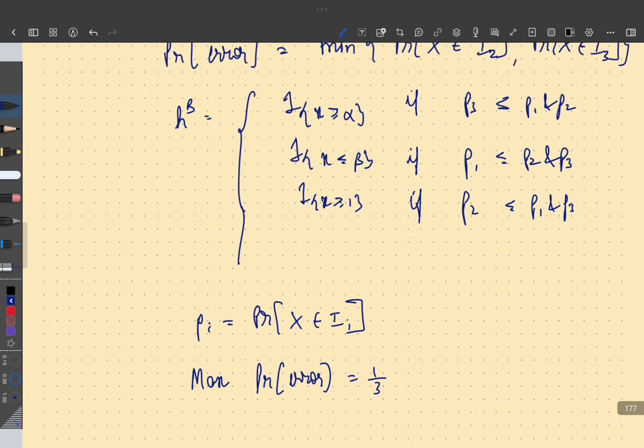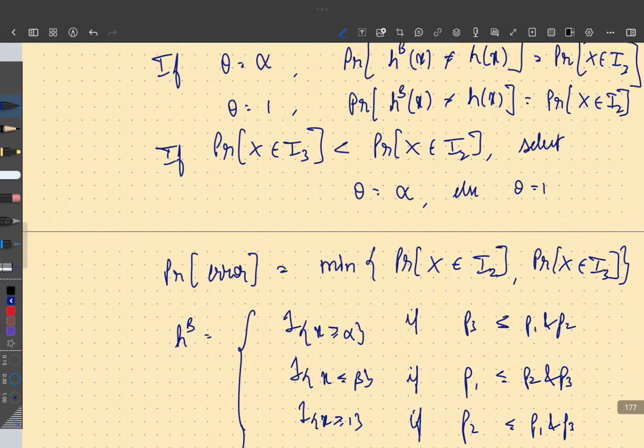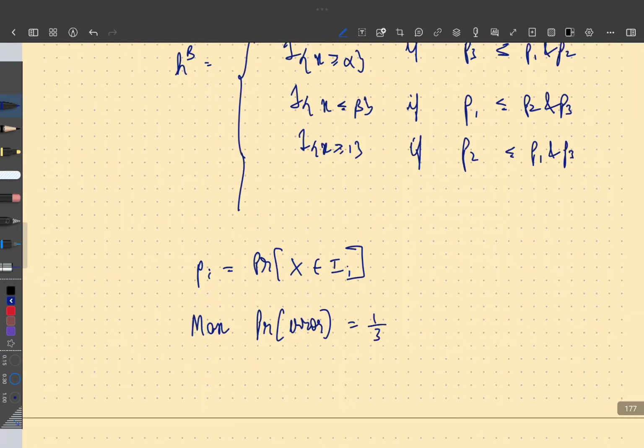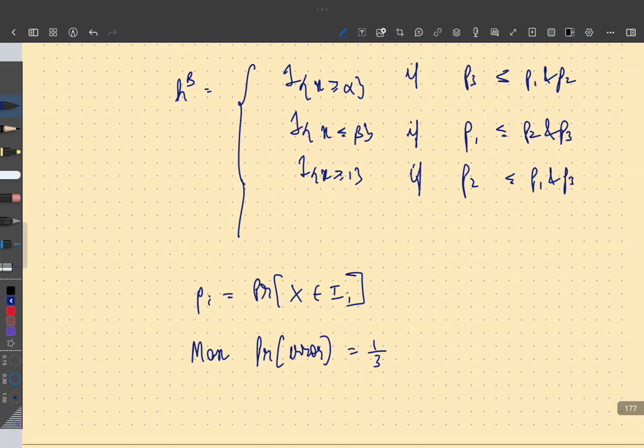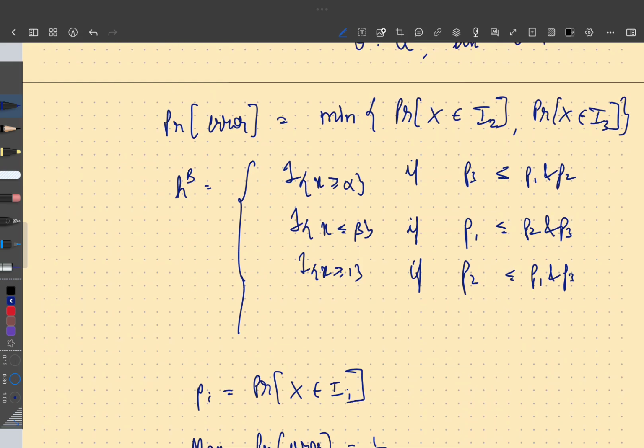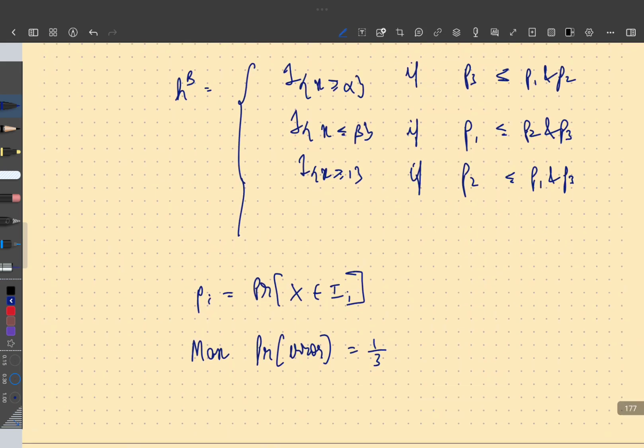In the sense, is it possible to design a theta? In this case, I chose theta to be just one of these 3 values, alpha or beta or 1. But let's say you're free to choose theta anywhere between 0 and 1. Can you achieve a worst case probability of error which is strictly less than 1/3? Why not?